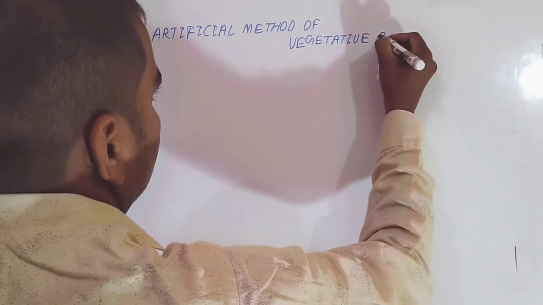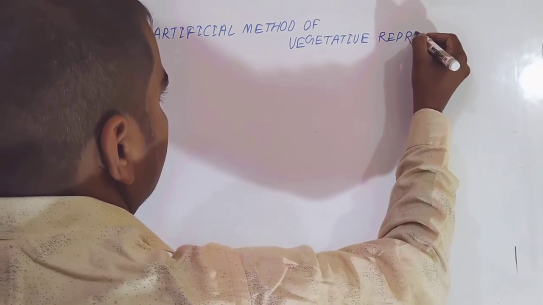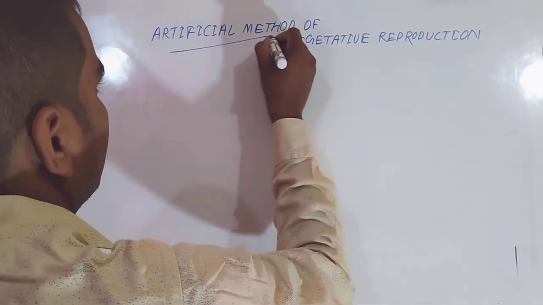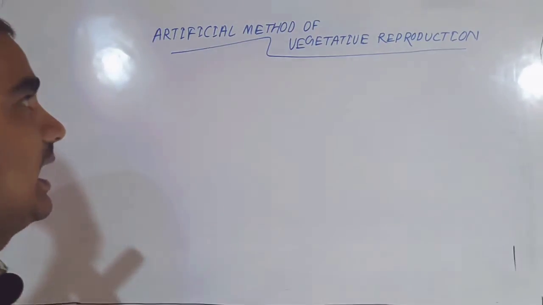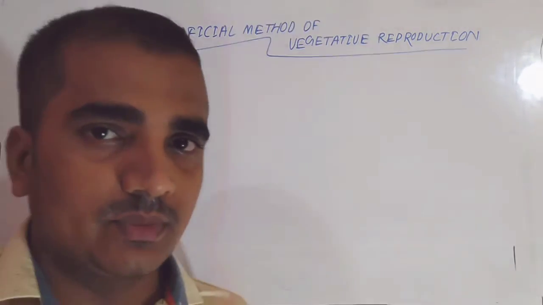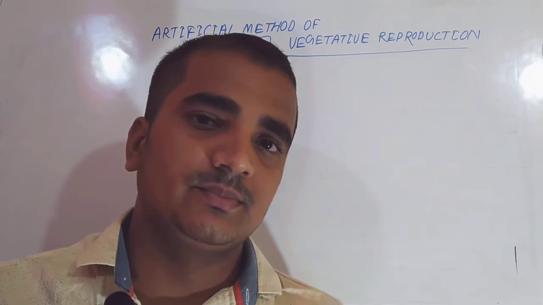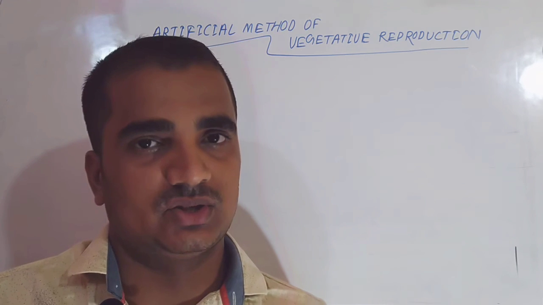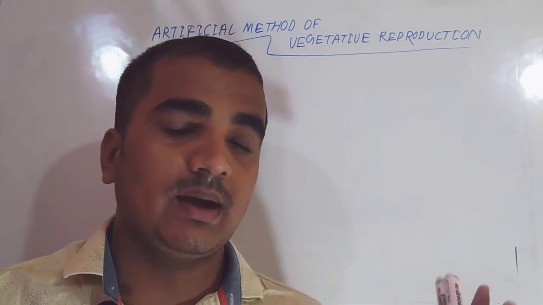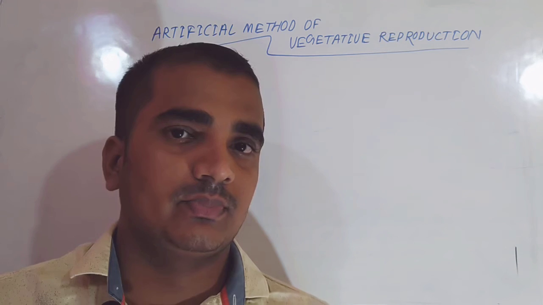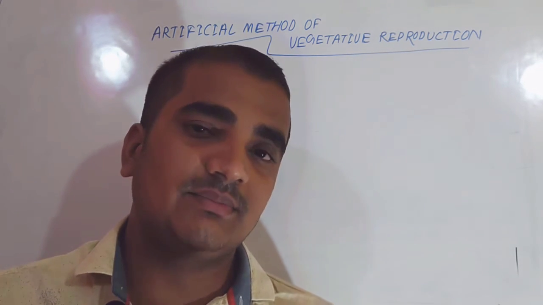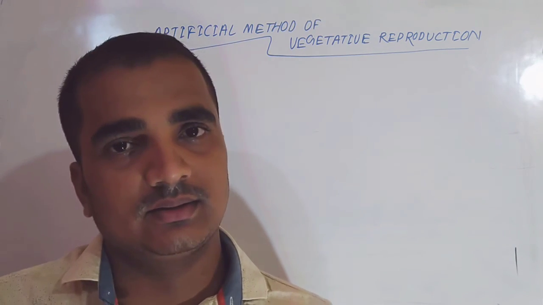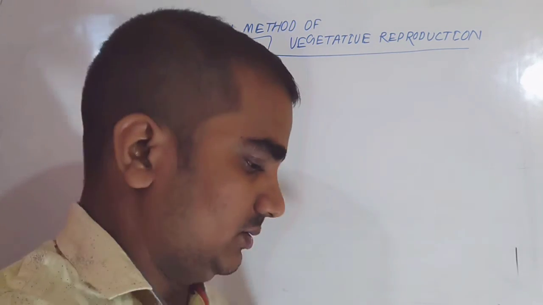So, as we all know, vegetative reproduction is a mode of asexual reproduction. Artificial method of vegetative reproduction occurs in some plants which cannot grow by sexual method of reproduction. So these plants can grow by artificial method of reproduction. And these methods of artificial mode of reproduction may be cutting, layering, grafting or micropropagation.